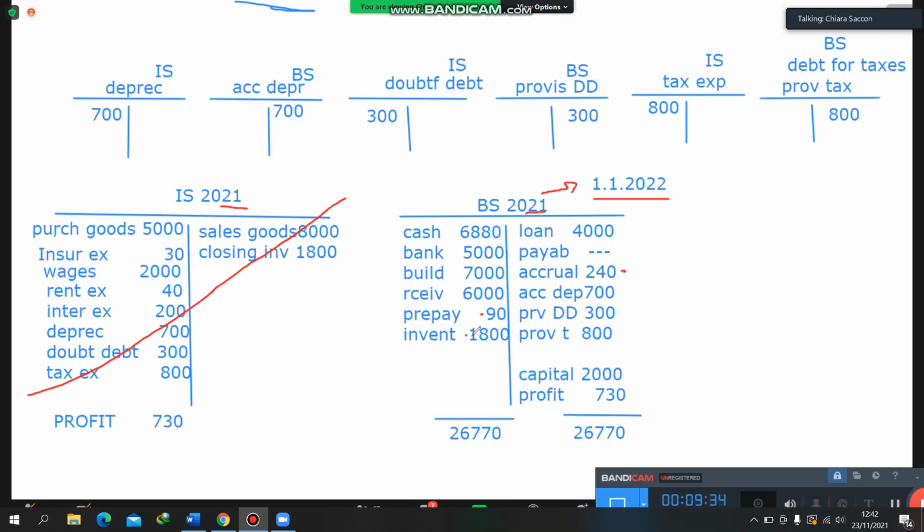Inventory. Okay, now you have to reopen. What you have to do is to reopen, on the 1st of January, the single accounts.